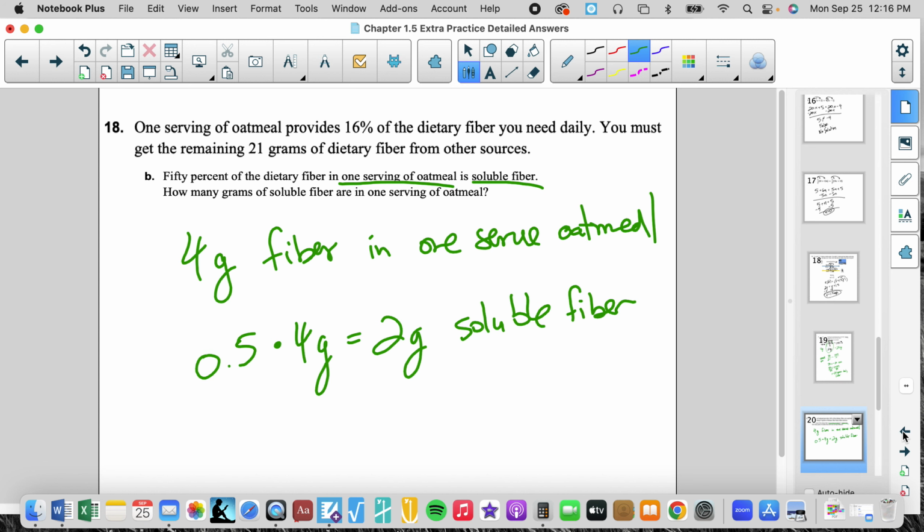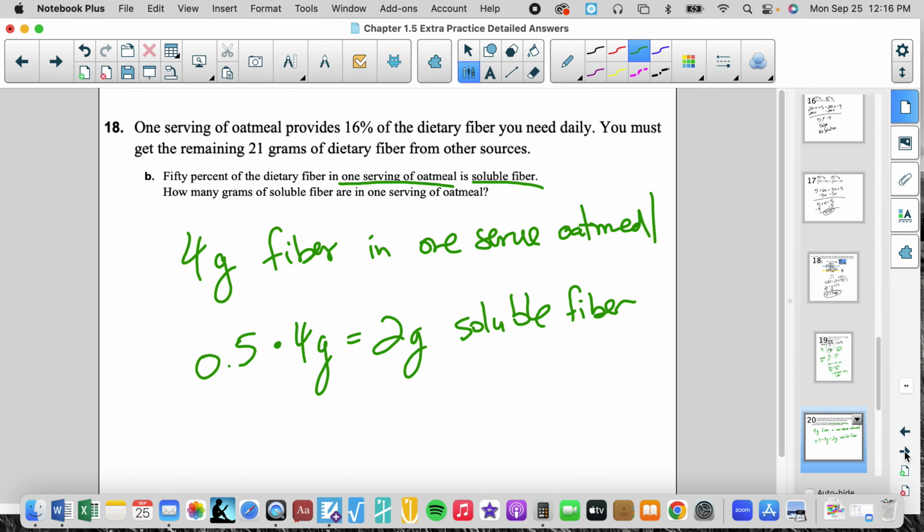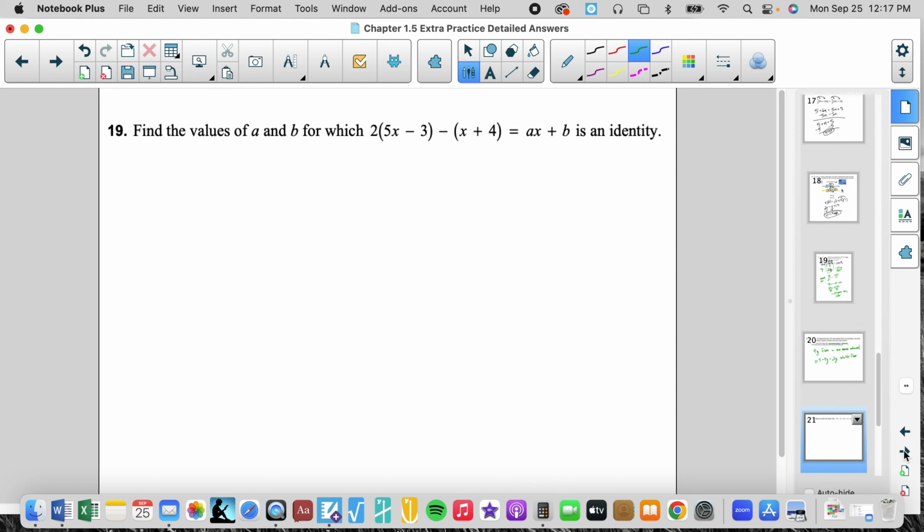I don't know if you saw how I got that 4 grams, but we know that 21 grams represents the remaining 84%, and we know this is the total. So I subtracted to get the 4 grams, which was in the oatmeal. I love it when we can figure that out. Good. That's not a bad way of finding that solution. Find the values of a and b for which the equation holds. Okay, so let's simplify it.